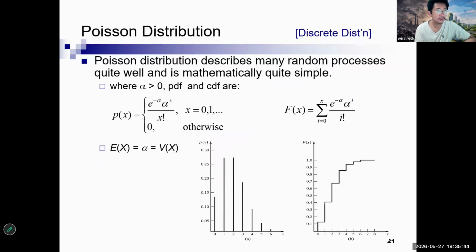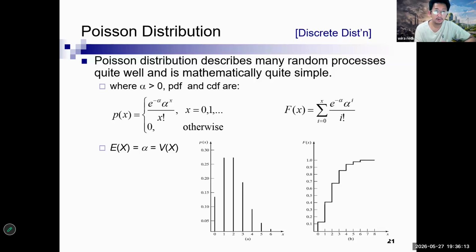Okay, next, this is another important distribution that is often discussed as well. The Poisson distribution is used to model the number of events occurring in a fixed interval of time or space.